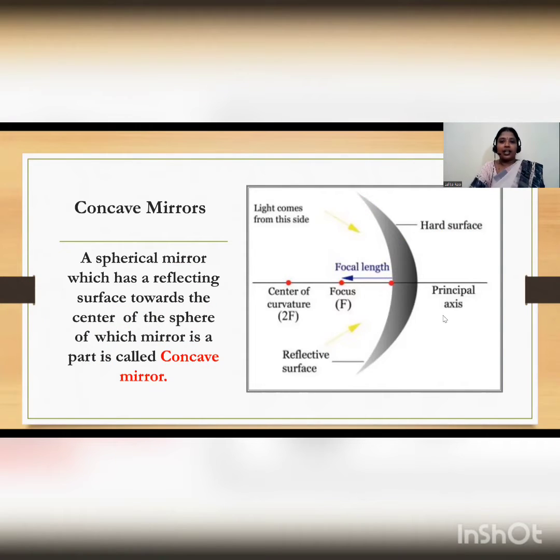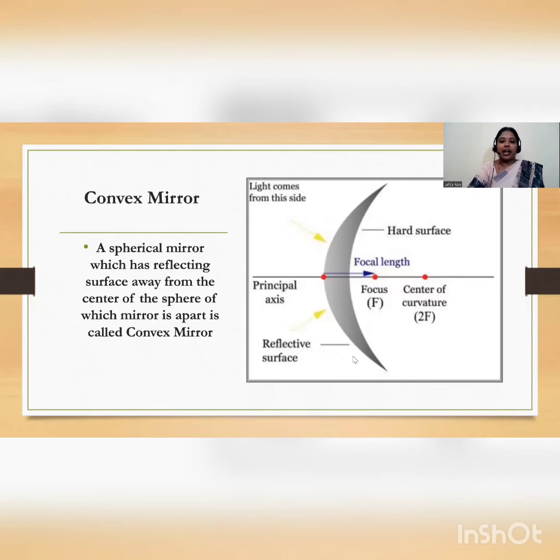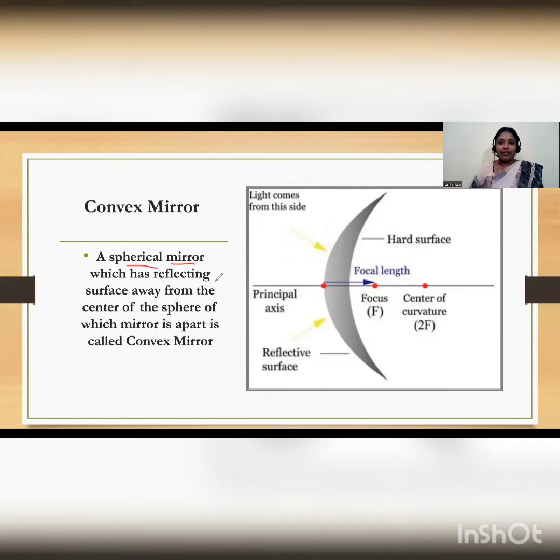Now on the contrary, just opposite to it, we will have the convex mirror. As you can see, it is also a spherical mirror, which has its reflecting surface away from the center of the sphere. Means its reflecting surface is not towards the center. This is the center, and this outward bulging part is used for reflection. So this is the reflecting surface.